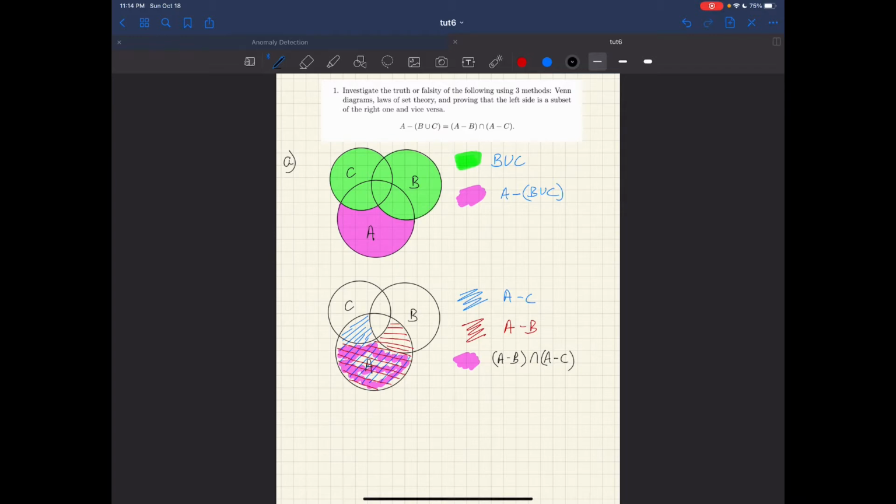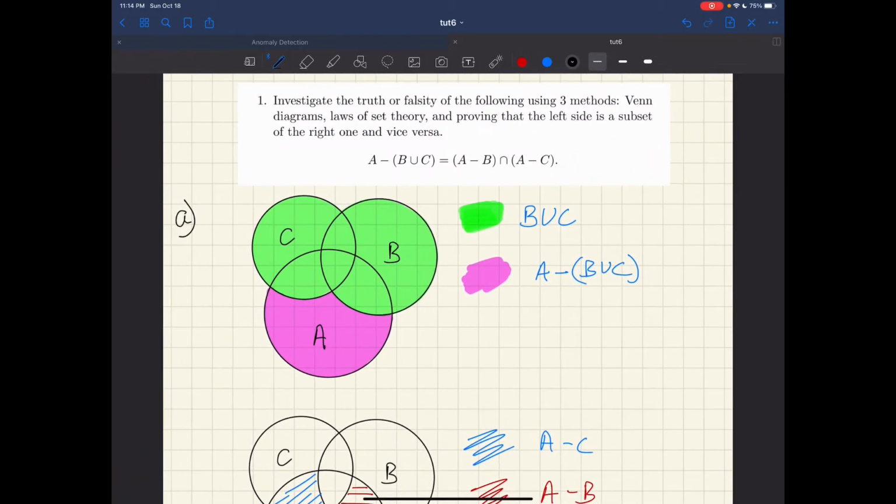We'll start on the first problem. It says investigate the truth or falsity of the following using three methods: Venn diagrams, laws of set theory, and proving that left side is a subset of right side, and vice versa. So the question given is A minus (B union C) is equal to (A minus B) intersection (A minus C).